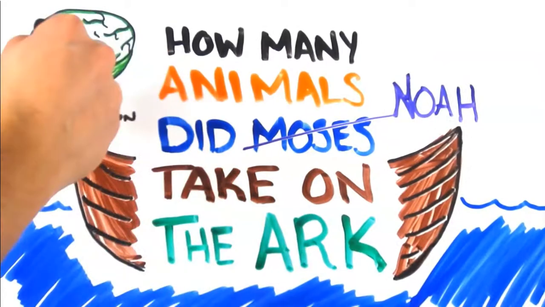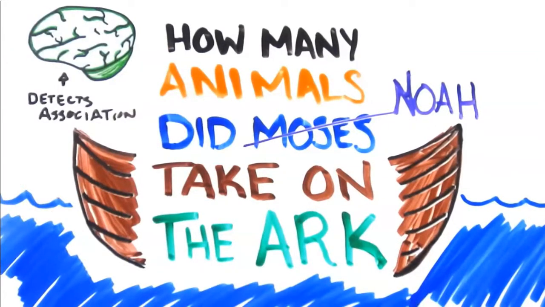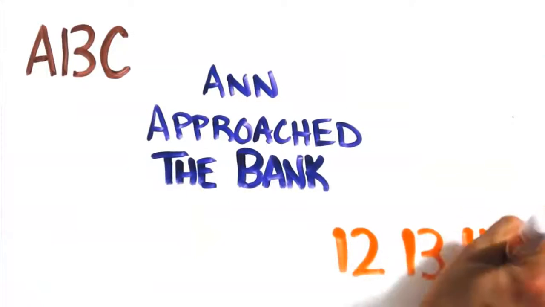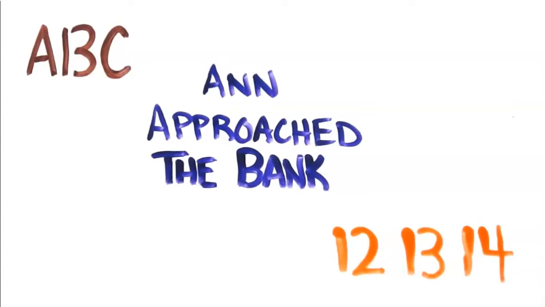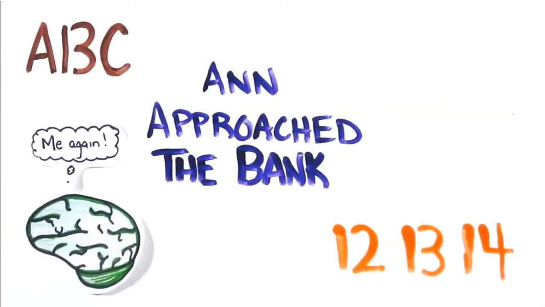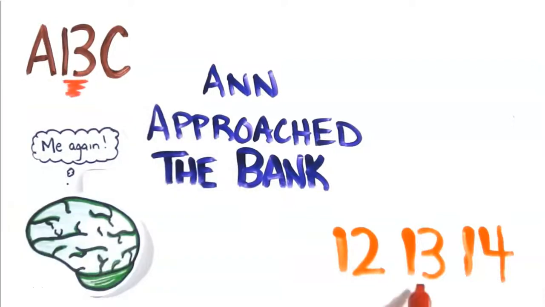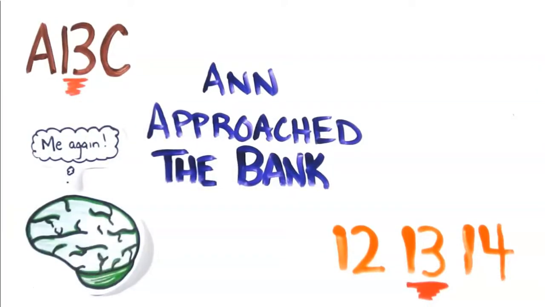Because Moses is not abnormal in the biblical context, System 1 unconsciously detects an association between Moses and ark and quickly accepts the question. In a similar way, System 1 generates context without you knowing. Reading each of the following may seem fairly simple. A, B, C, Anne approached the bank, and 12, 13, 14. But your brain actually interpreted these ambiguous statements without you ever knowing. You could have read it as A, 13C, or 12, B, 14, but your brain created the context unconsciously.